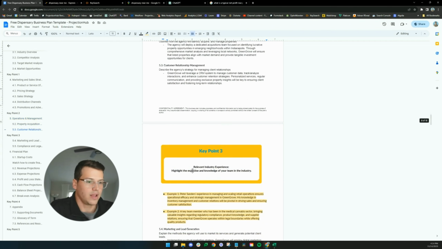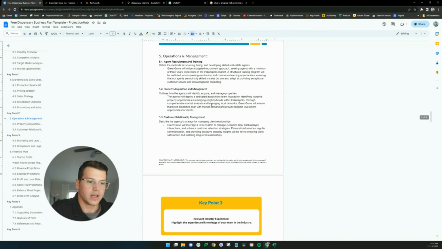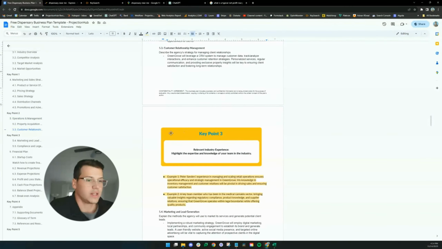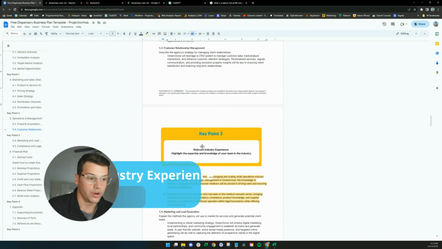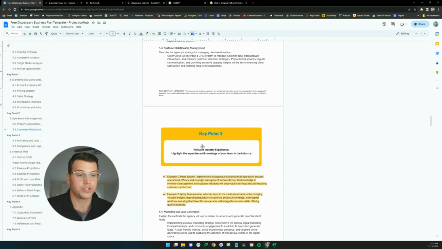The main takeaway, the main key point: you need to do that. That's again a minimum expectation. The thing that will make this section shine is relevant industry experience. Your lender is going to want to know, 1, do you know what you're getting yourself into? And 2, do you know what you're doing? So you need to highlight that you have the relevant experience to have their confidence that you are going to be able to reach your goals and pay back your loan.